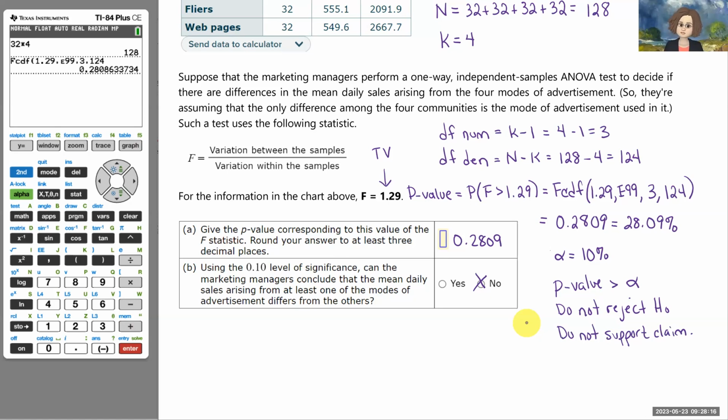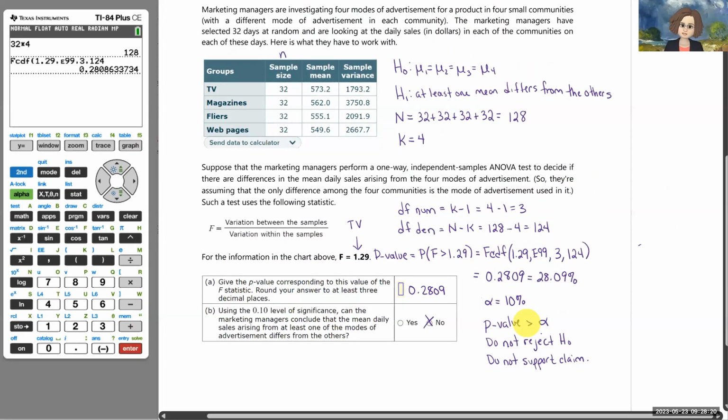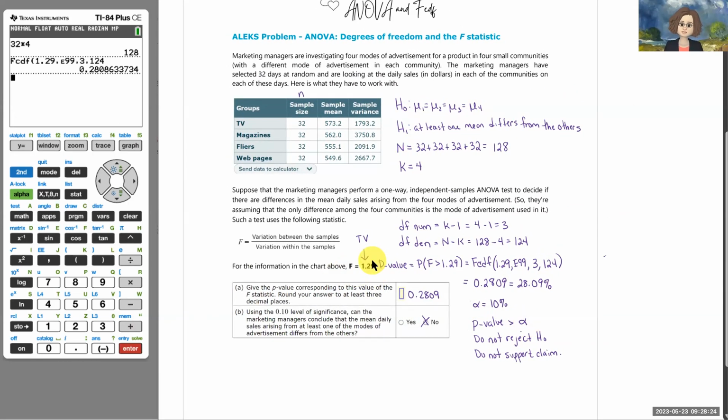All right, and there you have it. So the summary here on this type of problem that you see on ALEKS is that if you are given the F statistic, then you don't have to run the ANOVA test. You just have to find the p-value associated with that F statistic using your Fcdf function.